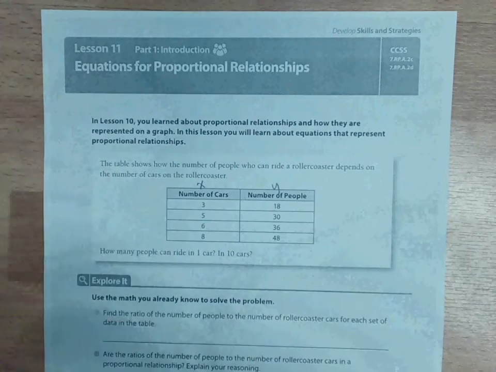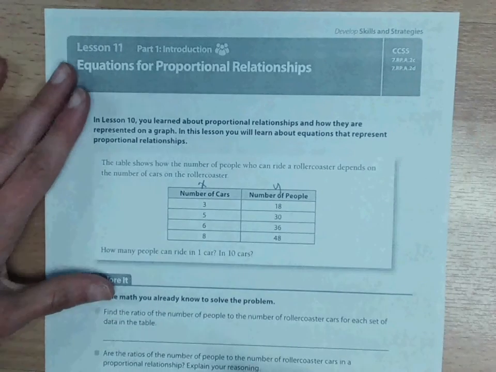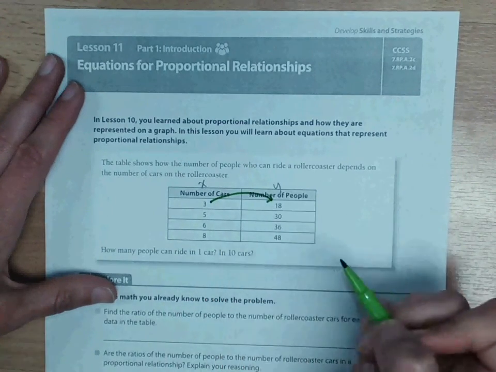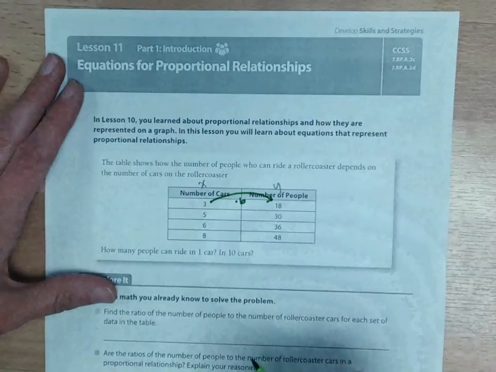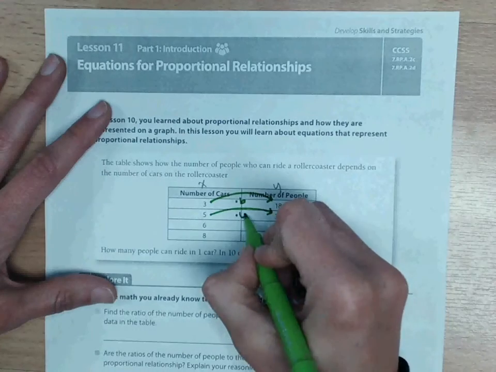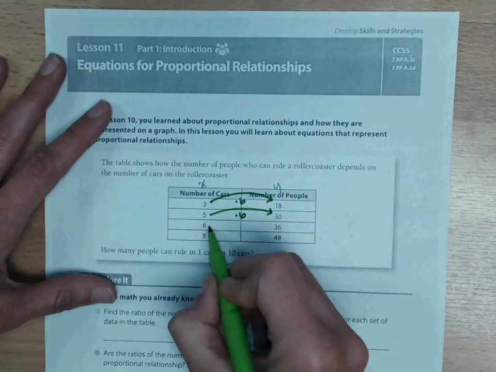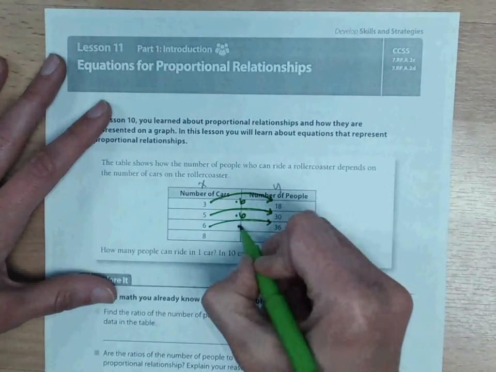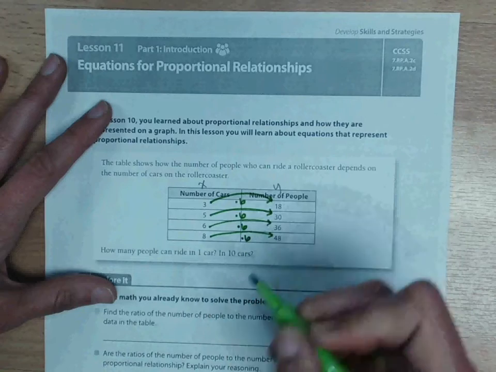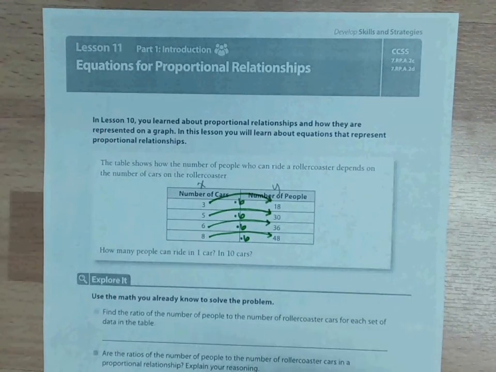We can notice here there's a pattern. For 3 cars to carry 18 people, we multiply that by 6. Same thing happens with 5 cars. If I multiply that by 6, I can carry 30 people. With 6 cars, 6 times 6 is 36. And with 8 cars, 8 times 6 is 48. So that tells us very important information about this proportional relationship. So let's go down to the questions.